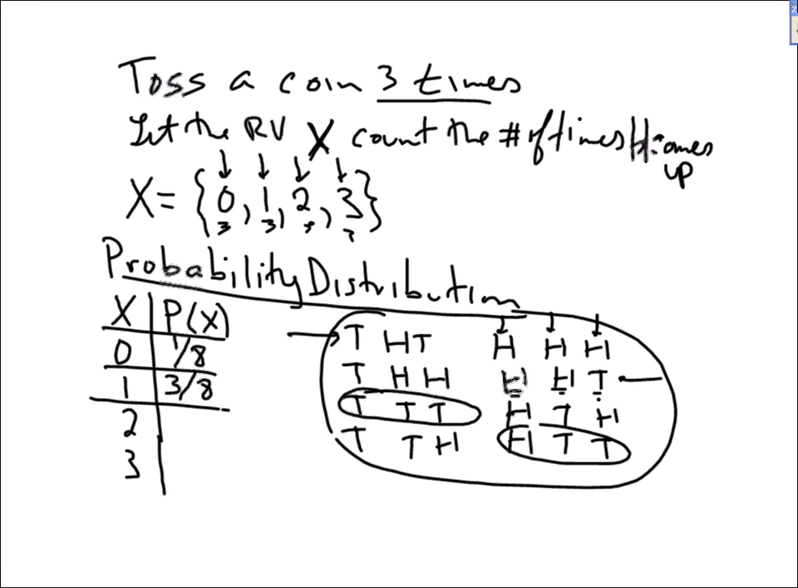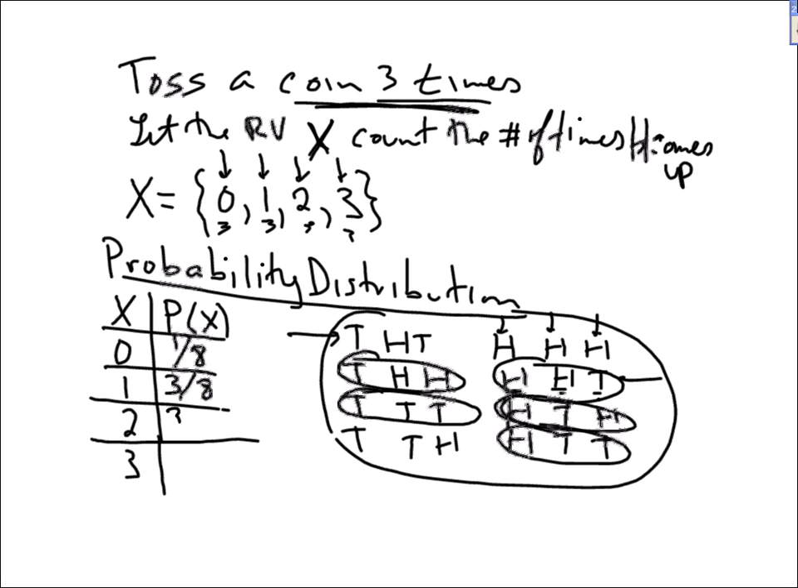Now, if you want to be clever in the next case where X is 2, that means 2 heads. Well, if you think about it, if you're going to have 2 heads and you're tossing a coin 3 times, you must have gotten 1 tail. Either you had the 1 tail in the first position, or the 1 tail in the second position, or the 1 tail in the third position. Again, there's 3 possibilities. Or you have all 3 heads. Well, there's only 1 way that can happen. This way. Head, head, head. So that's 1 over 8.